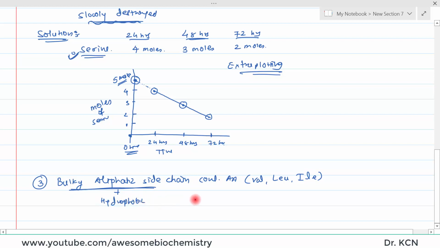So what happens? Suppose this is valine and this is leucine and this is the peptide bond. Both of these amino acids have a bulky aliphatic side chain. So what will happen?